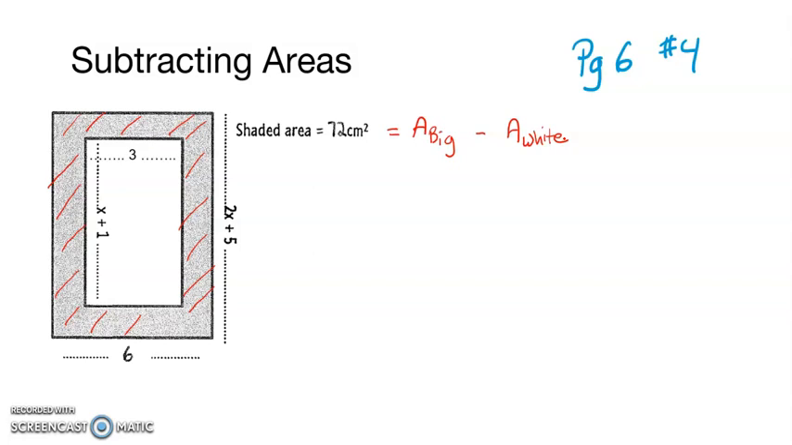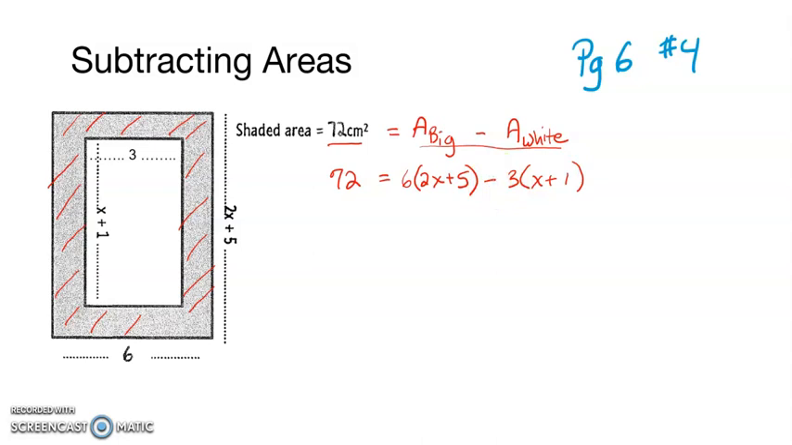So I'm setting up an equation, right? This is the left side, this is the right side, and I know that 72 is going to equal the area of the big. Now, yeah, it's 2x plus 5 times 6, but we prefer to write the 6 in front. And the area of the small, which is the white region here, is going to be 3 times x plus 1, and with the reminder that we have to subtract. So watch out when it comes to expanding the brackets.